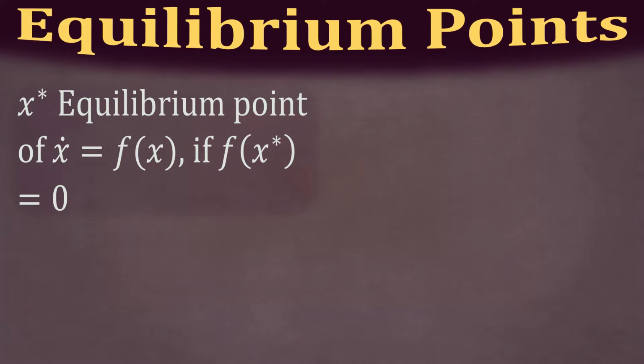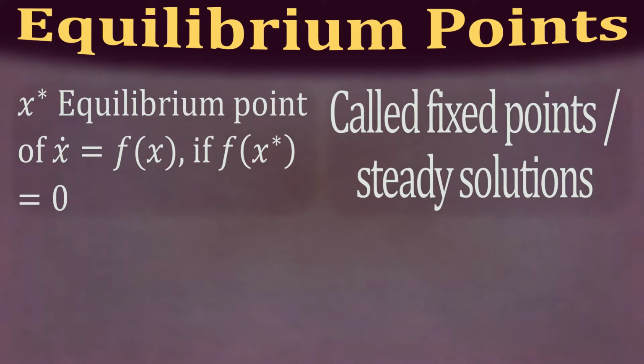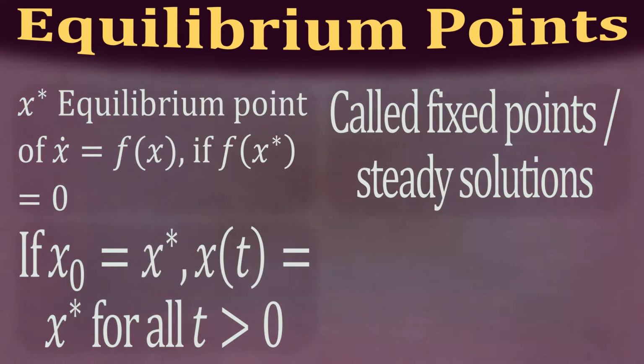We define x star, an equilibrium point of x dot equals f of x, if f of x star equals 0. They are also called fixed points or steady solutions. If x0 equals x star, then x of t is equal to x star for all t greater than 0.